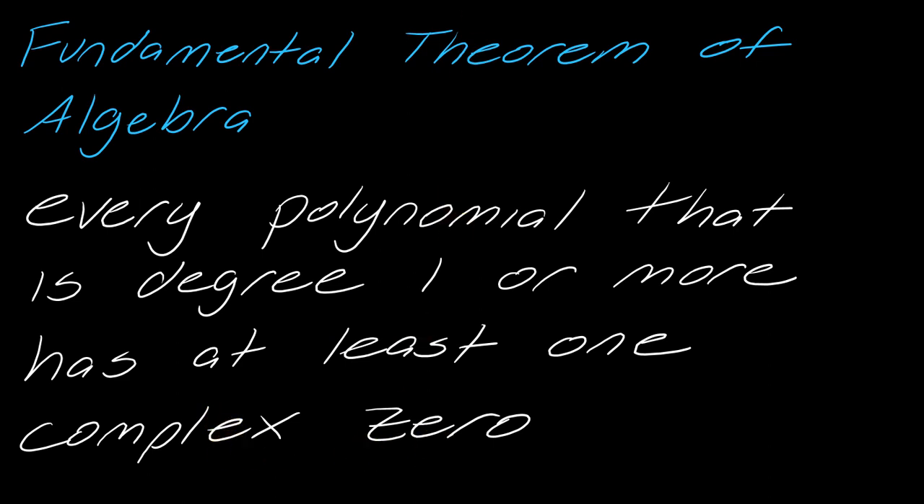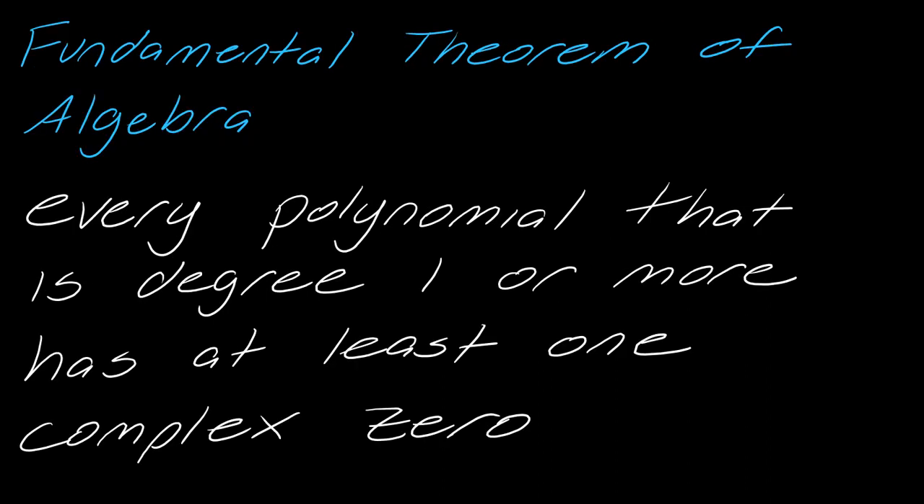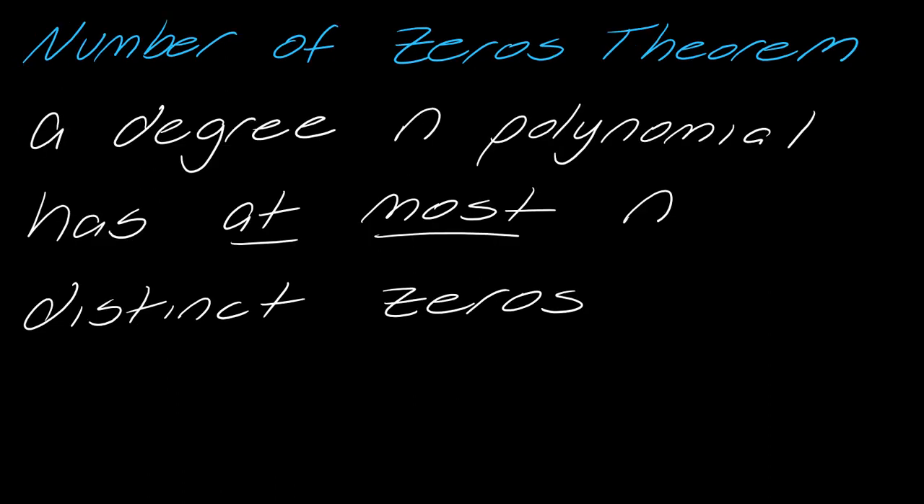Now, connected to that is the number of zeros theorem, because we'd like to know, okay, it has at least one. Can we quantify maybe the most? And so the number of zeros theorem says that every polynomial that is degree n has at most n distinct zeros, okay? In some ways, the fundamental theorem of algebra is something you've been using your whole algebraic life without even really thinking about it. It's not really that deep in some ways. But the number of zeros theorem is kind of powerful and interesting.